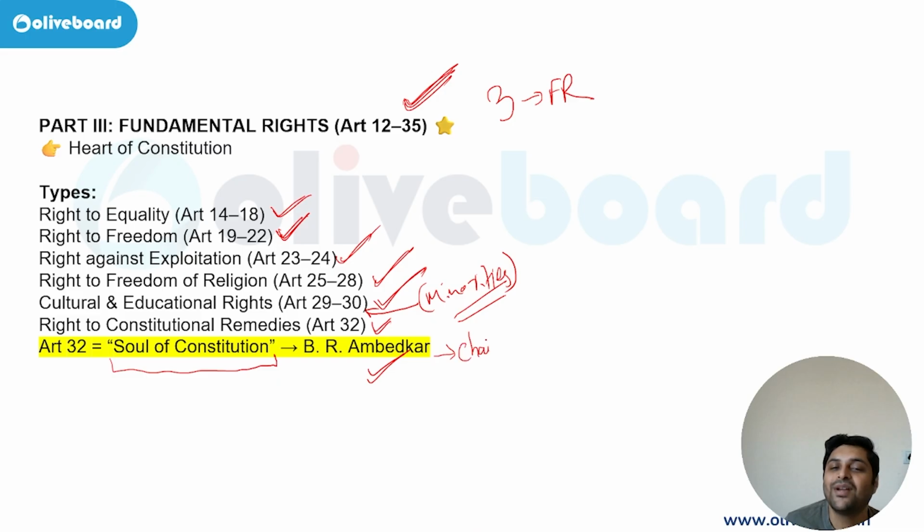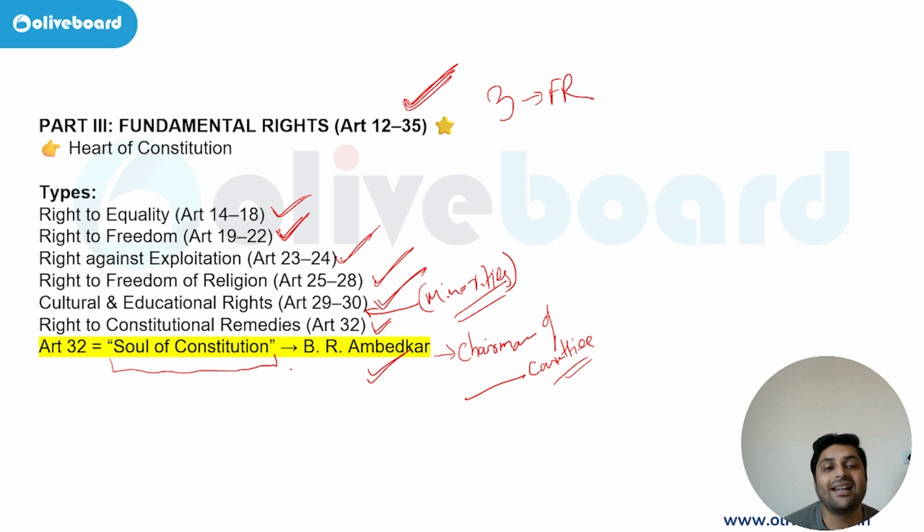He was the chairman of which committee? Dash committee. You will tell me which committee in the comments. Please tell in the comments. Okay. Chairman of which committee? Okay. So, Article 32 is the soul of the Indian Constitution.